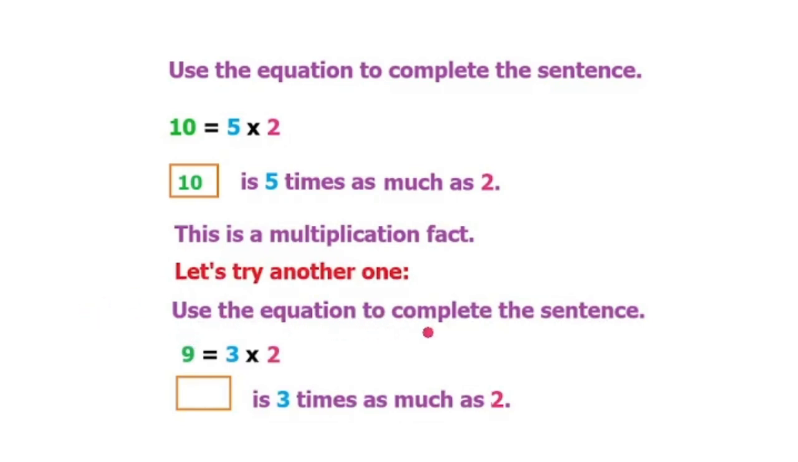Use the equation to complete the sentence. 9 equals 3 times 2. Blank is 3 times as much as 2. We know the answer is 9. 9 is 3 times as much as 2. And this equation has just been rewritten into words. And that's the end of the problem. Pretty simple, right?